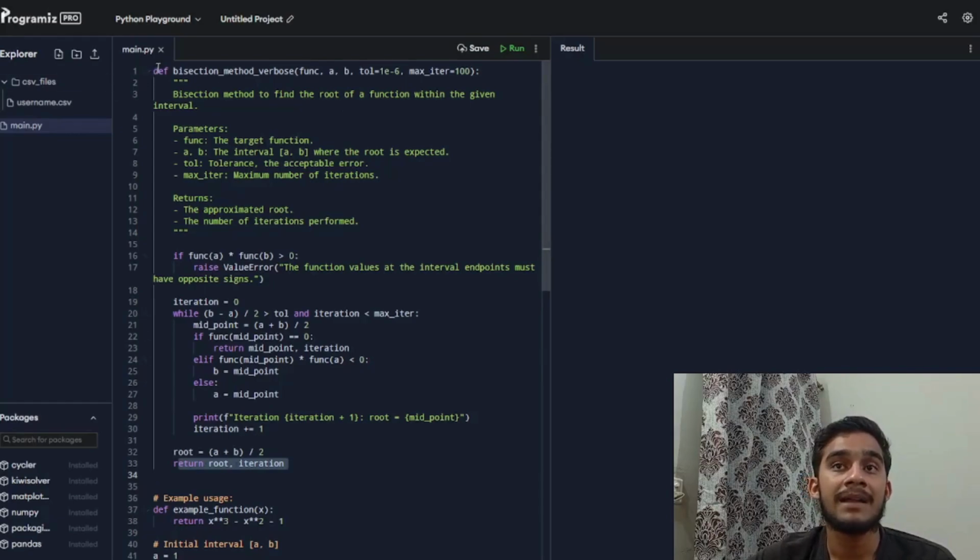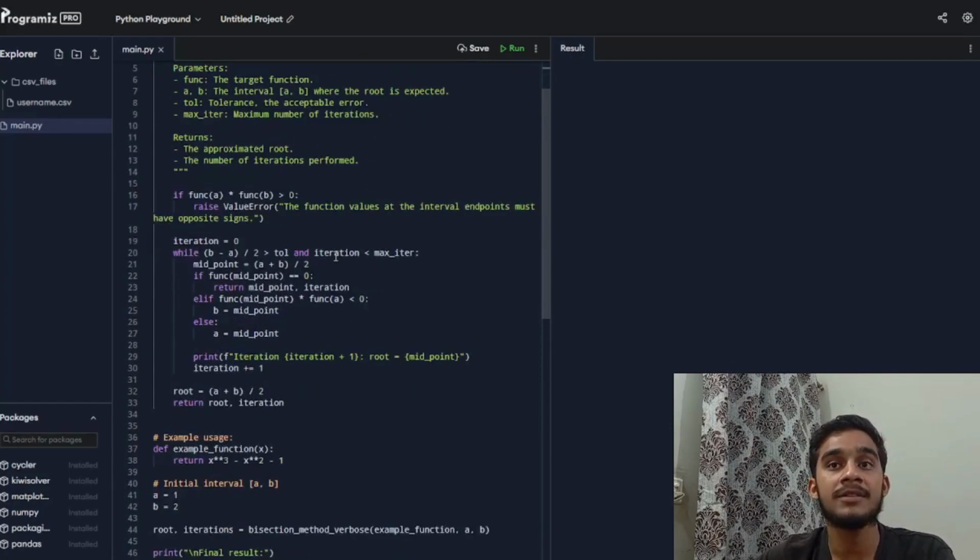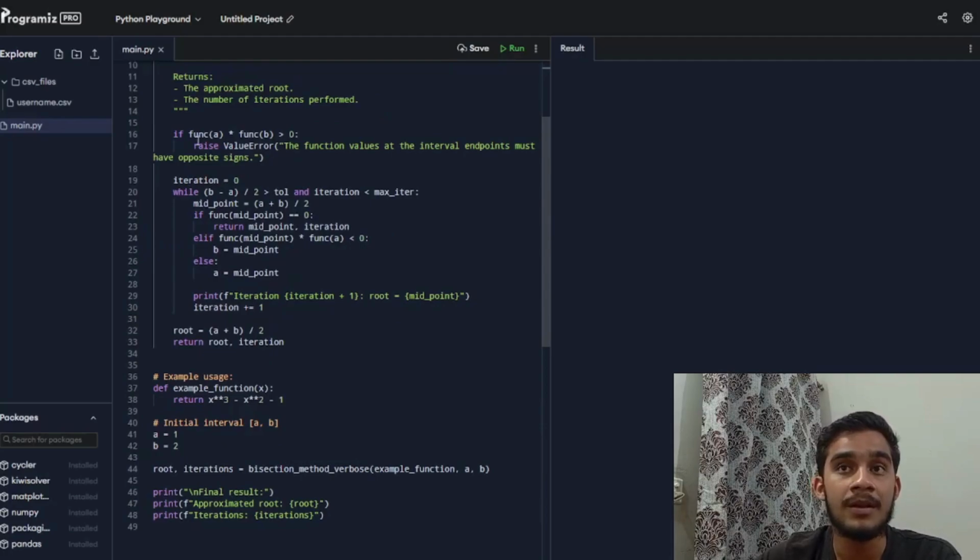First we have to define a method named bisection method that takes 5 parameters: function, a, b, tolerance level and max iteration. Function is the target function. a and b are the interval, between which the root is lying. Tolerance is the acceptable error, and max iteration is the number of iterations that are allowed. This method returns two things: the approximate root, and the number of iterations that are performed.